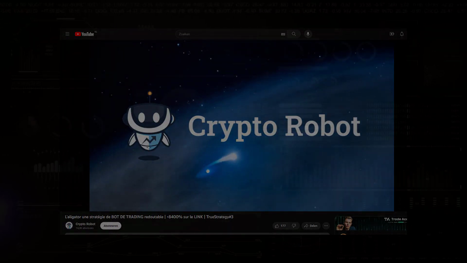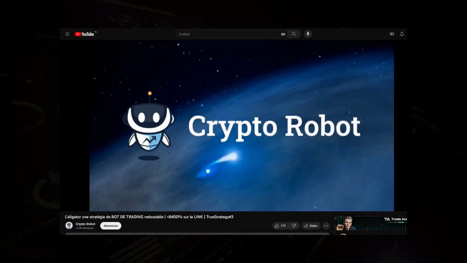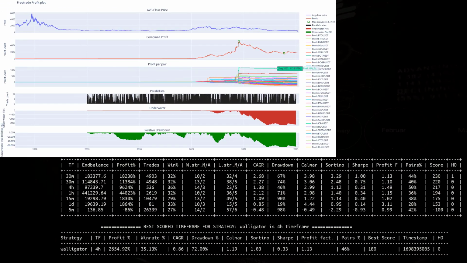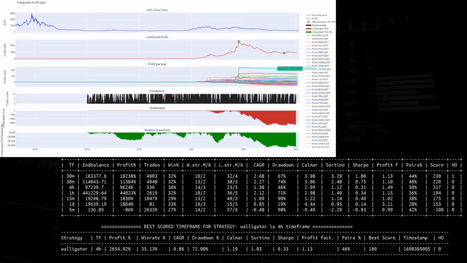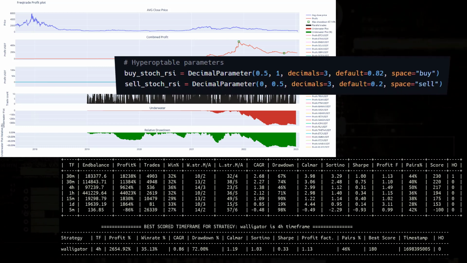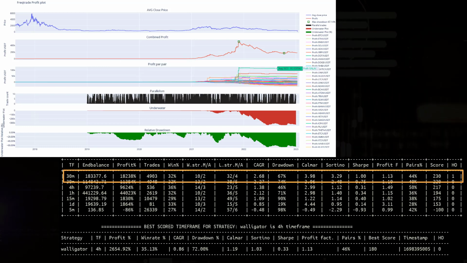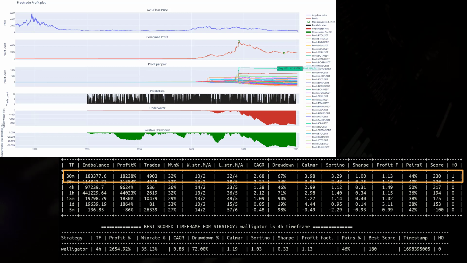Since the crypto robot version performed the best, I also optimized this version to see how much profit I could squeeze out of its performance. And after the optimization, I got the following backtest results. The optimization only changed the stochastic RSI buy and sell levels, and after a backtest with only these changed levels, I got the following results back. The changes are marginal, but still it improved the effectiveness of the strategy.